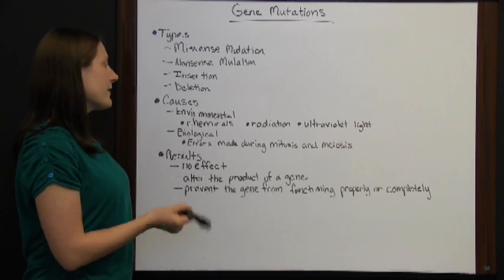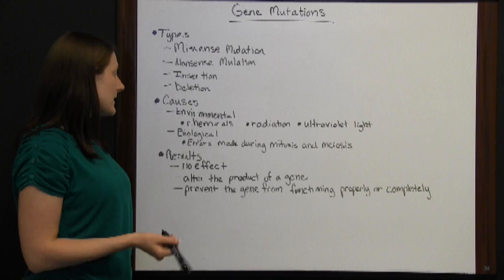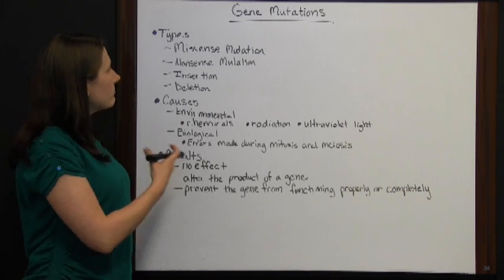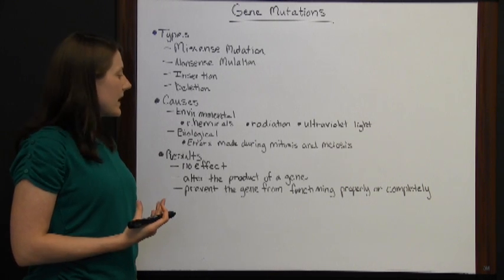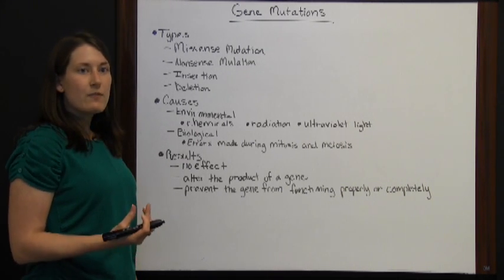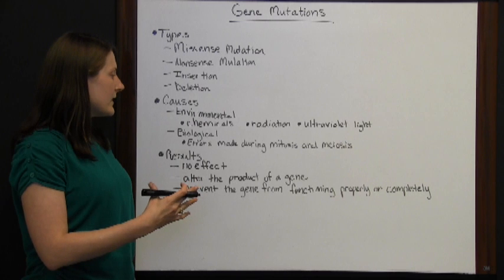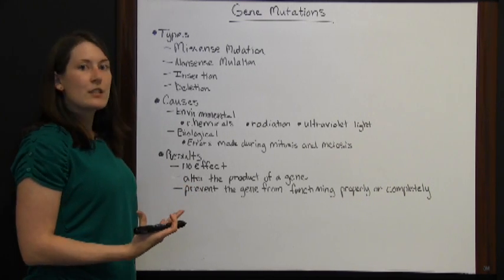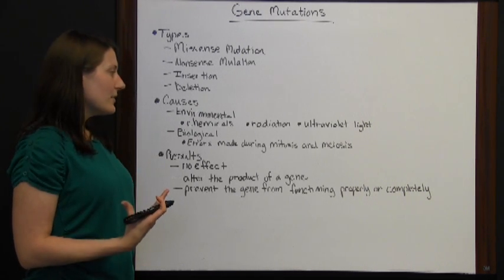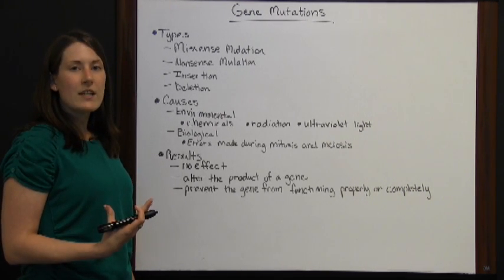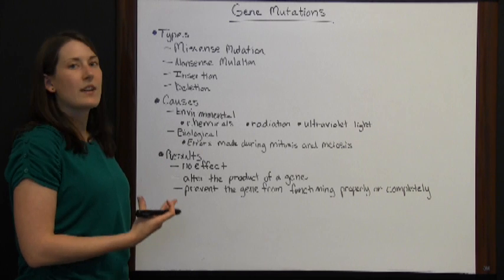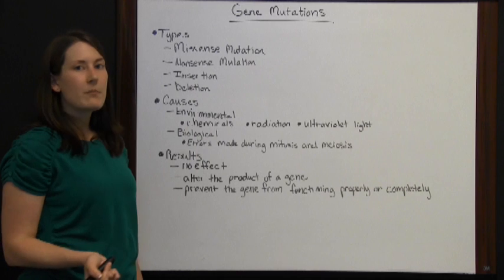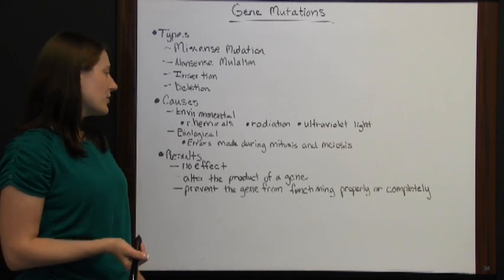Biological causes would be errors made during mitosis and meiosis, and these would be something that certain mutations that might occur in a child whenever the two parents are creating the child. So when that child is forming and mitosis and meiosis are going on, any kind of hereditary mutations are going to be created in that offspring at that time. So you can have environmental causes and biological causes for these gene mutations.